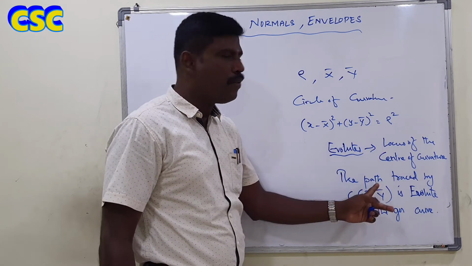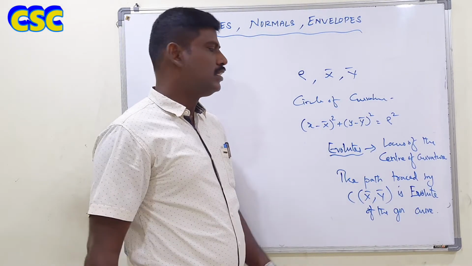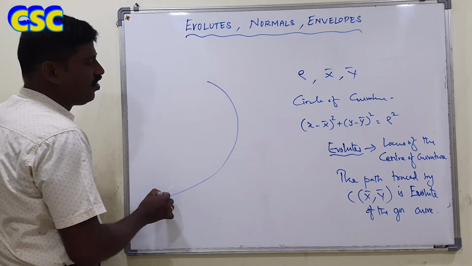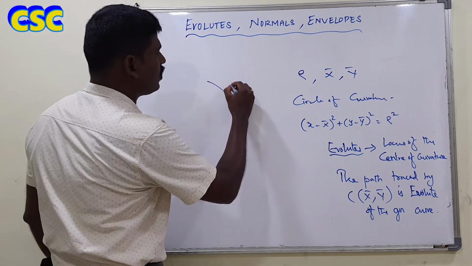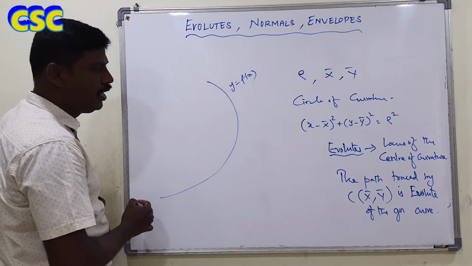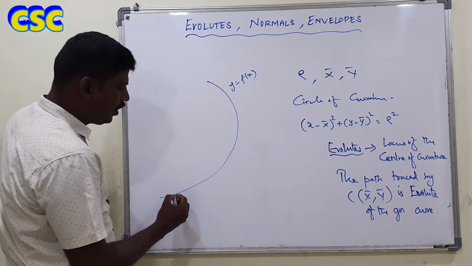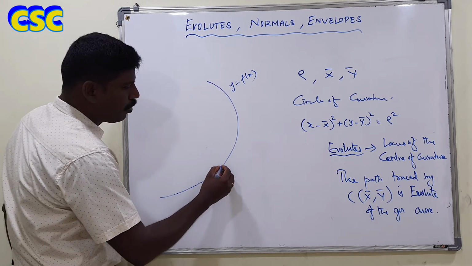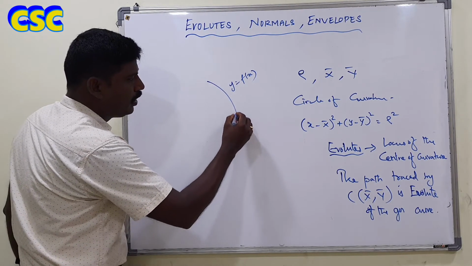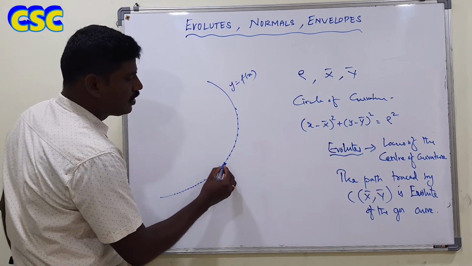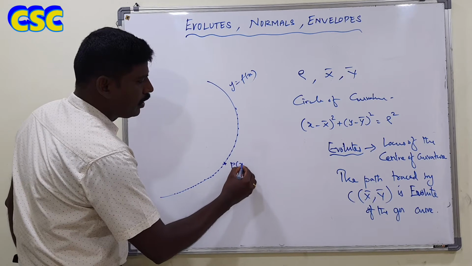What do you mean by locus? The path traced by the center x bar comma y bar. X bar y bar differ at each and every point, isn't it? Consider this curve y equal to f of x, which is differentiable entirely. Okay, then we can find out rho and x bar comma y bar for each and every point on the curve.